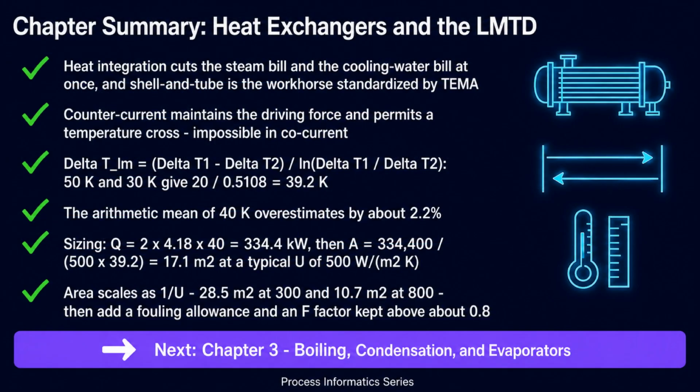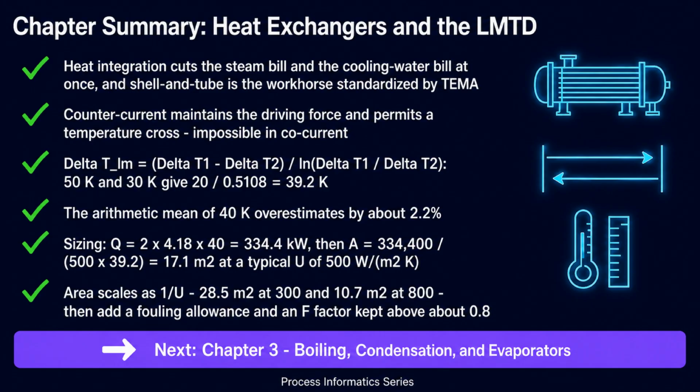A heat exchanger transfers heat between streams without mixing them, and matching hot and cold process streams cuts the steam bill and the cooling water bill at the same time. Shell-and-tube is the workhorse under standard practice. Any pressure, mechanically robust, cleanable, standardized by TEMA. Countercurrent beats co-current because it maintains the driving force and permits a temperature cross. The correct average driving force is the log mean.